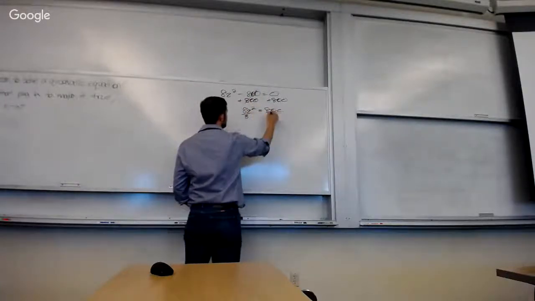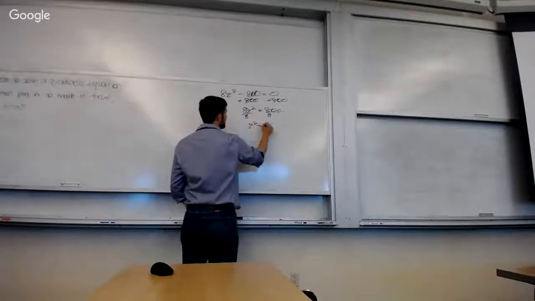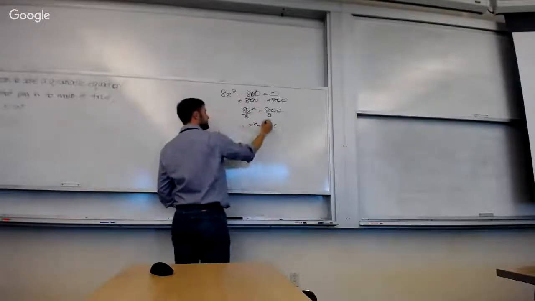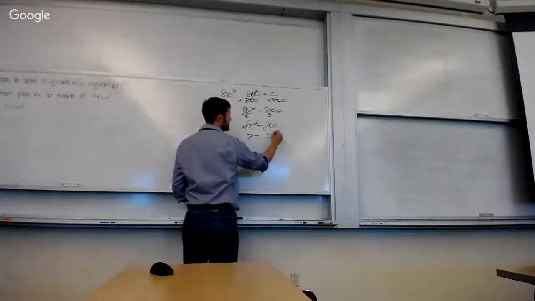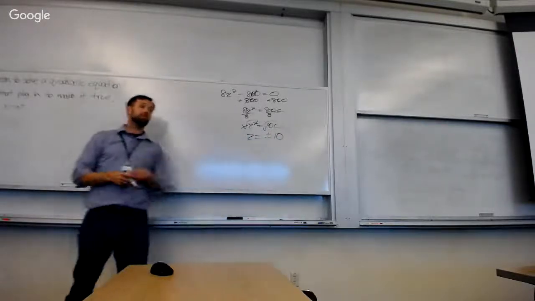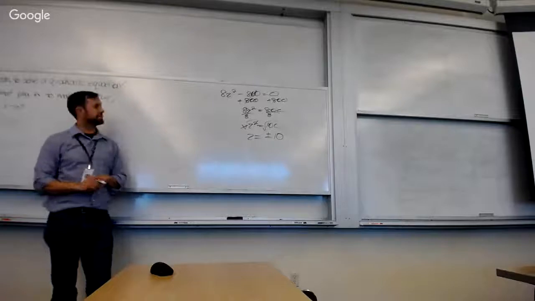Yep, and then divide by 8. And so z squared equals 100. And then you square root both sides. And let's remember, anytime you do a square root in the process of algebra, you do have 2 answers. It's plus or minus. It is plus or minus.